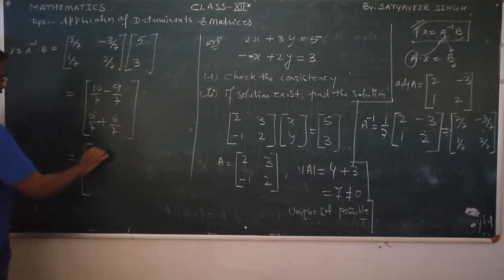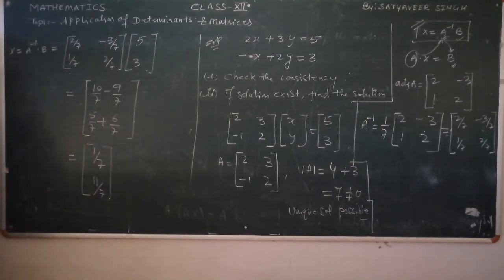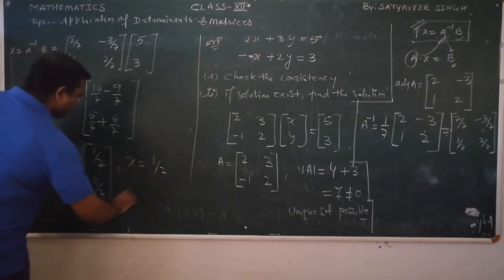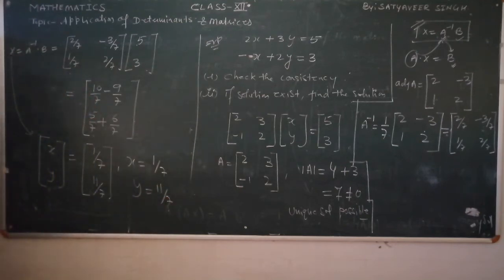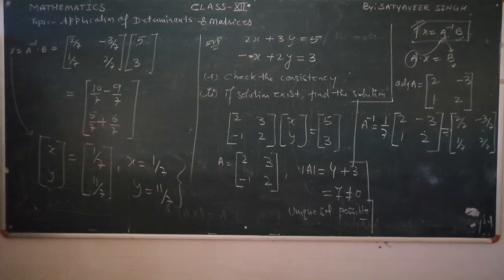From here you will be getting 1 upon 7. From here you will be getting 11 upon 7. And this is your matrix finally after the product. See students, from here I can write matrix X denote what? It denotes the value X and Y. So you can now easily compare. We can say X is equal to 1 upon 7, Y is equal to 11 upon 7. So these are the two values we got for the variable X and Y.